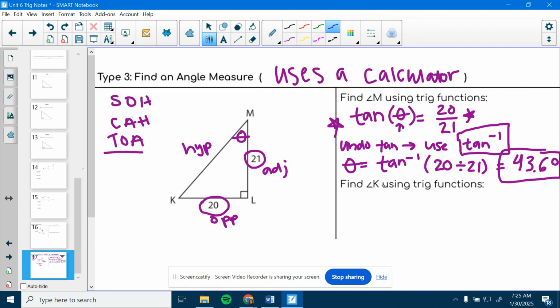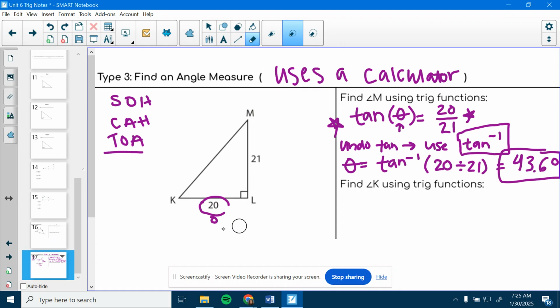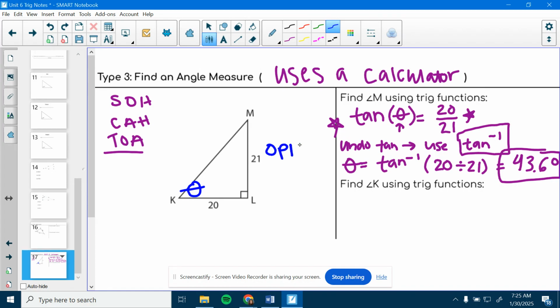Now it says to find angle K using trig functions. So I'm going to take a minute and erase the labelings that I have because I now have a new theta. You do not need to erase your labeling. You can choose to keep it or erase it, it's up to you. But I have theta at angle K now. Now I'm going to relabel my opposite, my adjacent, and my hypotenuse.